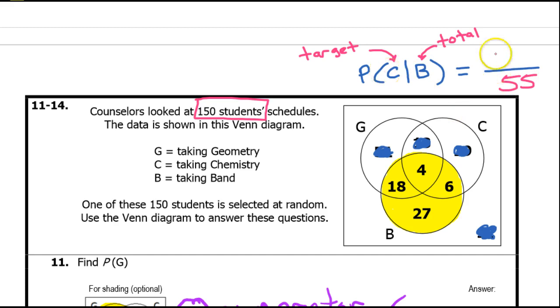Now the target, because we're doing probability, target over total, is the C part that is remaining. Looking at these remaining four numbers, which of these are part of group C? That's going to be this little football shaped portion that contains the 4 and the 6, because they are within the chemistry circle. So the numerator will be 10. So this will be the probability of chemistry given band, 10 out of 55.